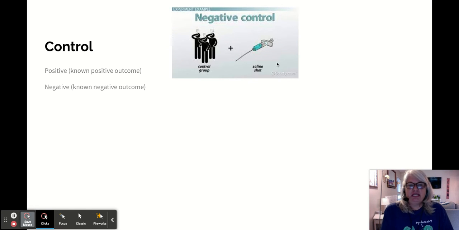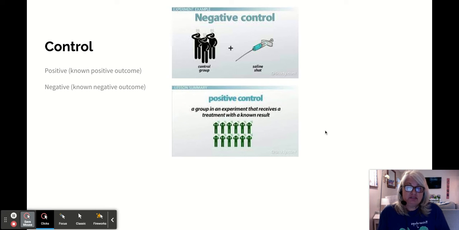So for example, a negative control, if I'm studying a new drug, I might give half of the group a saline shot. So they're still getting a shot. They still think they're getting the drug, but it doesn't actually have it in it. So they're not getting what I'm doing. A positive control, well, those are experimental groups. So those are the groups that are getting it.